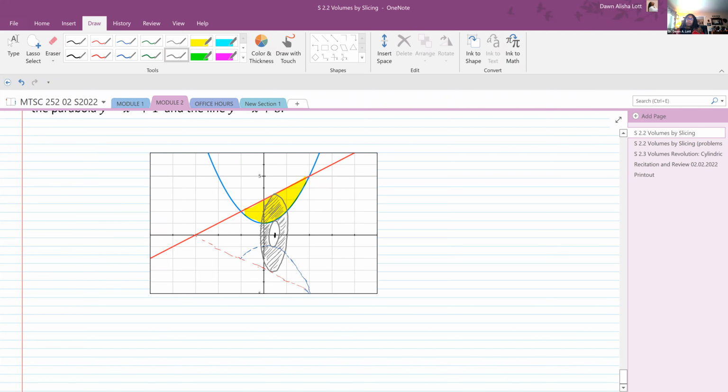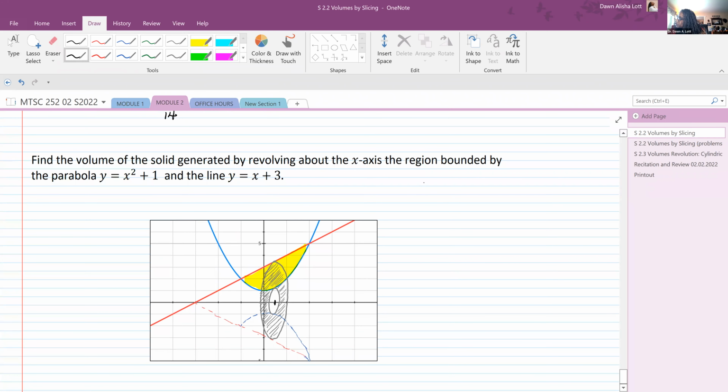All right. What do I need to do next? Set them equal to each other. Okay. So I need to find where they intersect to find my region. So I will set x squared plus 1 equals x plus 3, and you will solve that and tell me what you get.